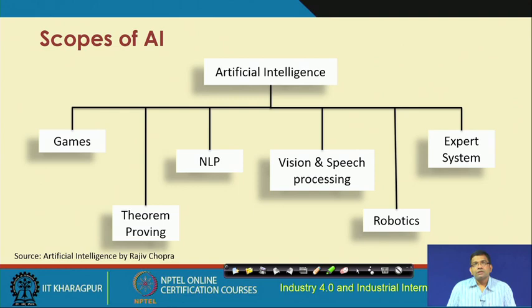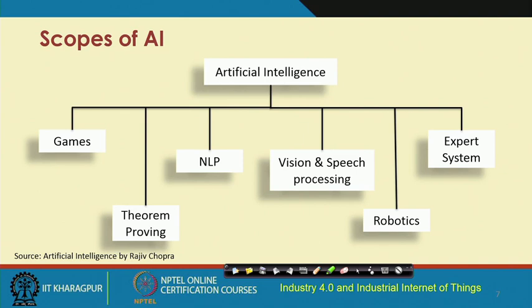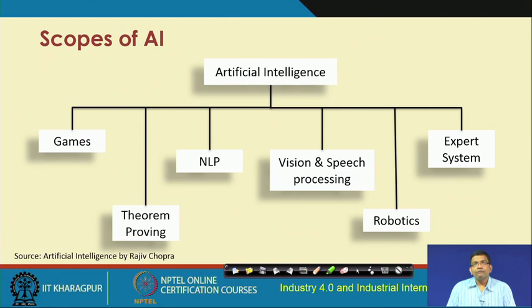So AI in NLP means what? That you are trying to come up with some rules, etcetera, which can make the computer understand not the computer's language, but the natural languages like English, French, etcetera, with which humans are conversant to communicate with one another. So that is NLP. Then AI has also found use in vision, computer vision, speech processing, etcetera.